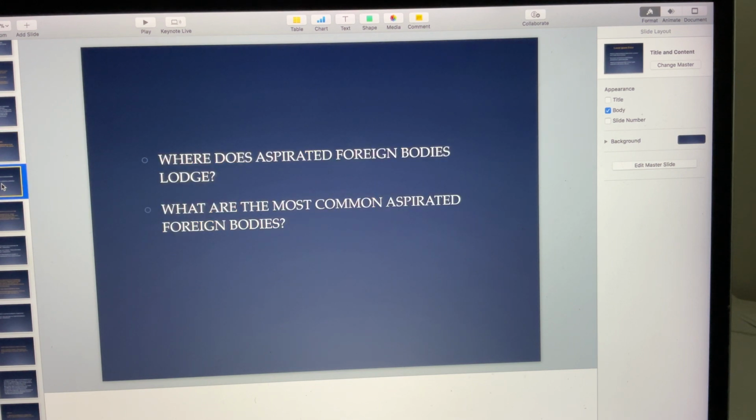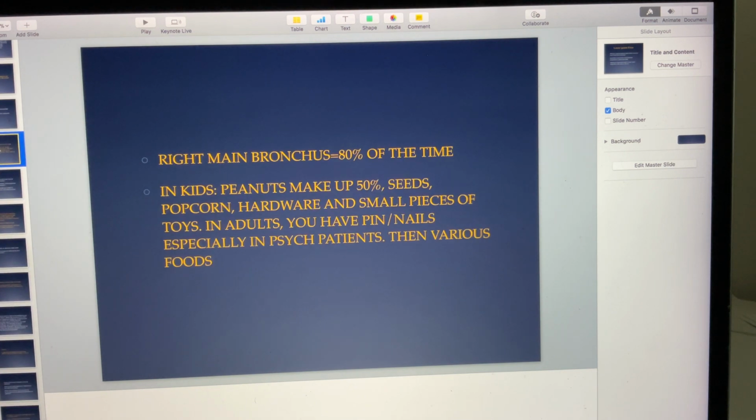So where do aspirated foreign bodies lodge? What are the most common aspirated foreign bodies? So most foreign bodies are going to go to the right main bronchus. That is 80% of the time. Okay. And in kids, the most common is peanuts. They can also have seeds, popcorn, hardware, or pieces of their toys when they're playing. In adults, especially psych patients, they tend to aspirate or swallow pins and nails. Okay. Then it can be various foods.